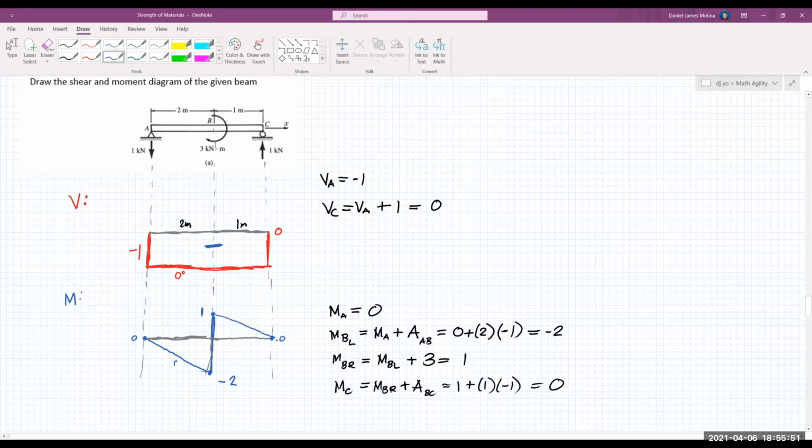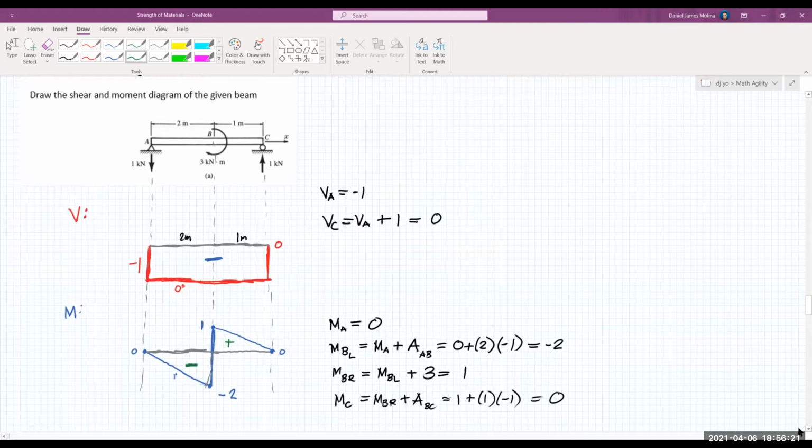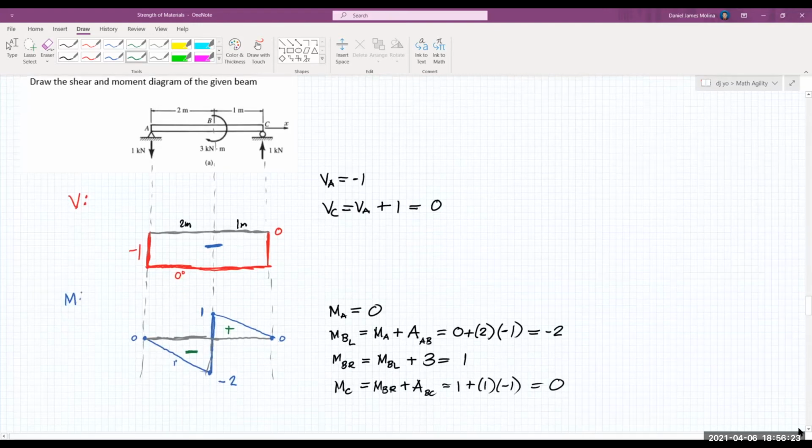So there, we have already closed the moment diagram. So this is actually the moment diagram. The areas above the horizontal gray line here are positive, and we have the negative signs here. So we have a negative moment along AB and then a positive moment along BC. So these are our shear and moment diagrams for the given beam.